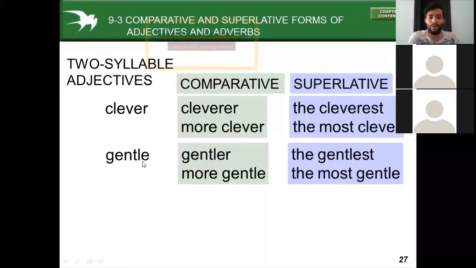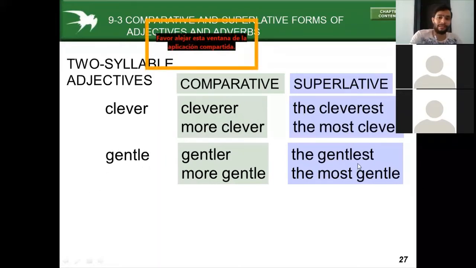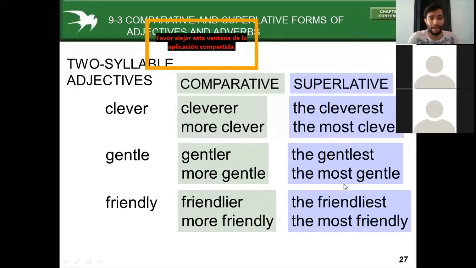We also have the word gentle. It works in the same way. So gentle, gentler, the gentlest, or gentle, more gentle, the most gentle, right? So the one you like is okay, you can use it.